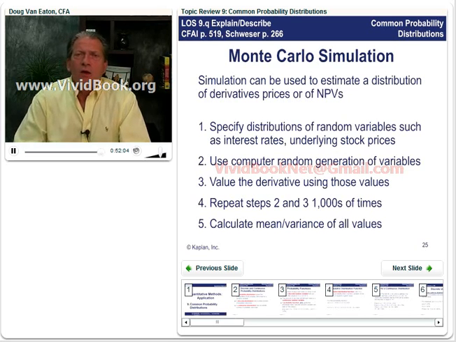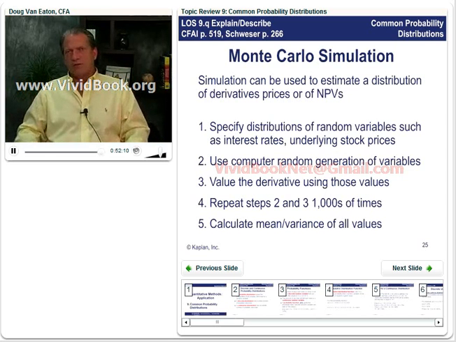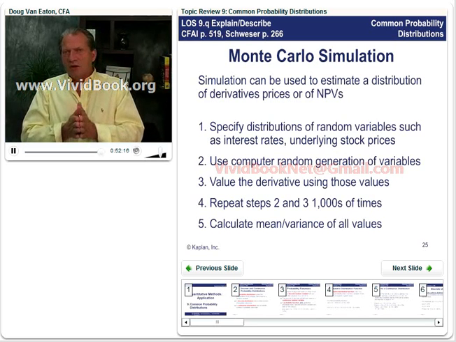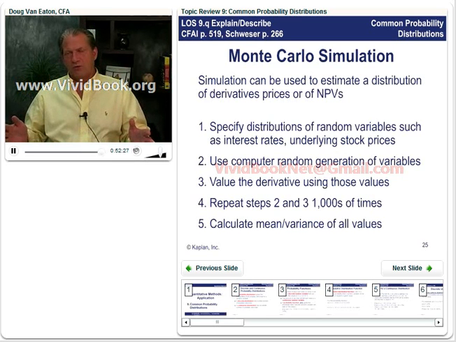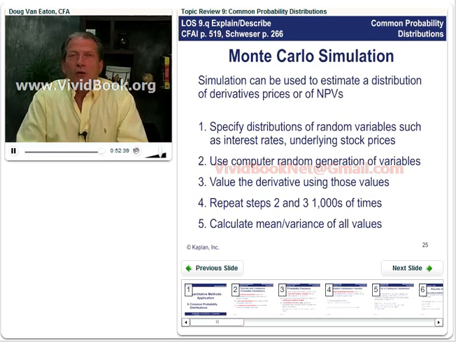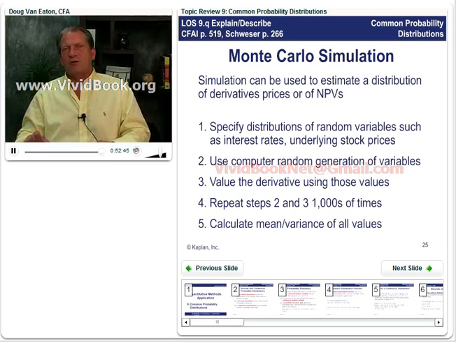Well, what do we have then? Thousands of values for this option, depending on outcomes from all these different important variables. And we can calculate, well, what's the average? What's the mean of those 10,000 random values that we came up with? And that should be the expected value of the option. And we can look at the variance of all those values and find the variance or the standard deviation of that option price around its mean. So Monte Carlo simulation has to do with this repetition by computer where we specify the distributions.